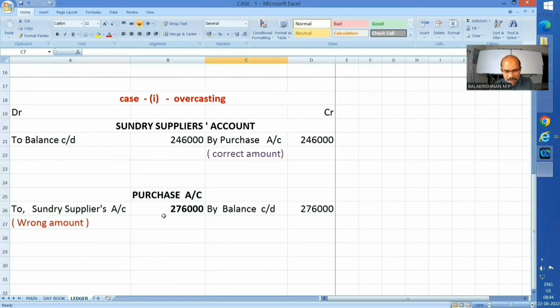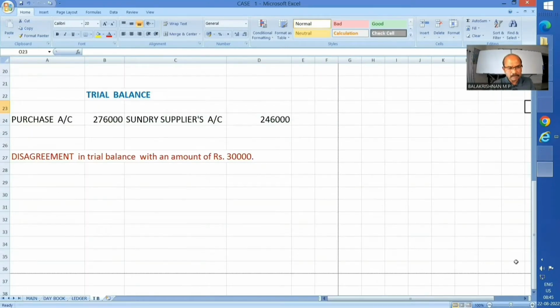So how will these things move to a trial balance? In the trial balance, purchase account will obviously be shown as 2,76,000 and sundry suppliers account 2,46,000. Conclusion is that there is disagreement in trial balance with an amount of 30,000. Well, you'll see that I'm showing only the extract of the relevant mistake in the trial balance. This particular mistake has caused this much disagreement in the trial balance.